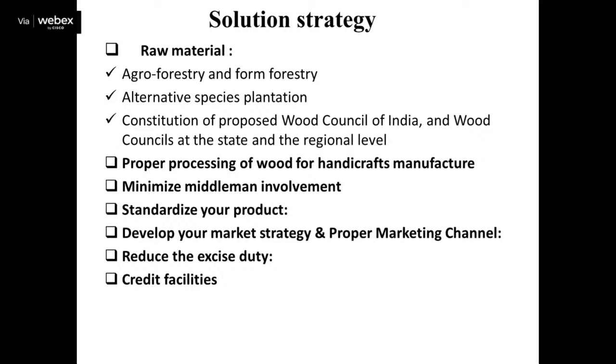As I have told earlier, you have to create your own strategy. Another solution strategy is to reduce the excise duty, because there is a high cost of the handicraft, and there is also a high excise duty. So the government should focus on reducing the excise duty to mobilize the number of artisans in the handicraft, and they have to also provide credit facilities.